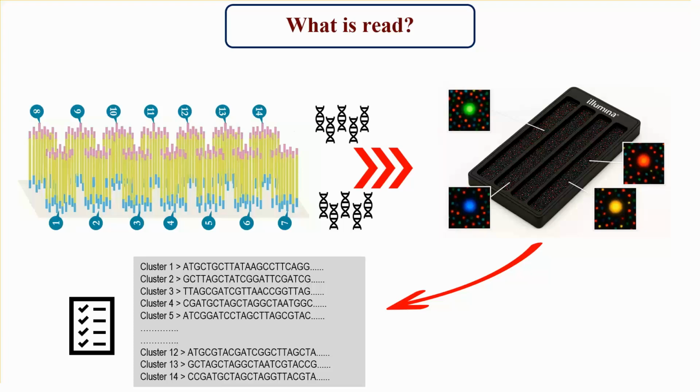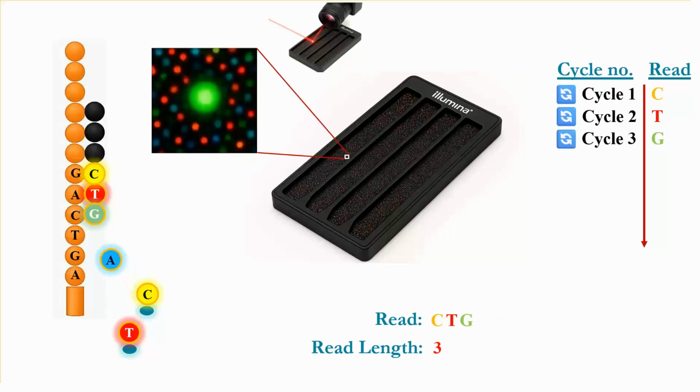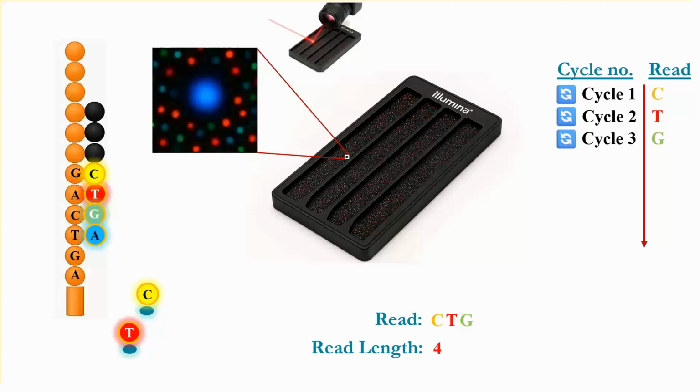Sequencing happens cycle by cycle, and each cycle determines one base in the read. During sequencing, that cluster emits signals. As cycles proceed, these signals are converted into base calls. So, a read is built base by base as shown here.